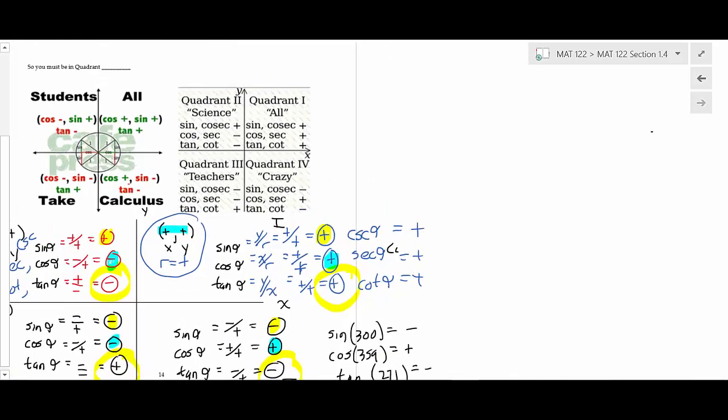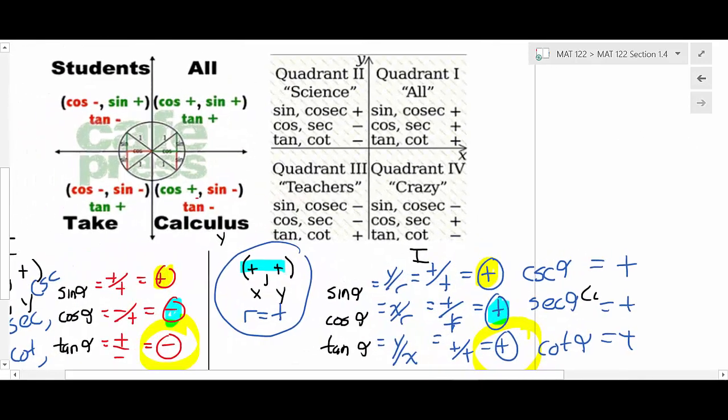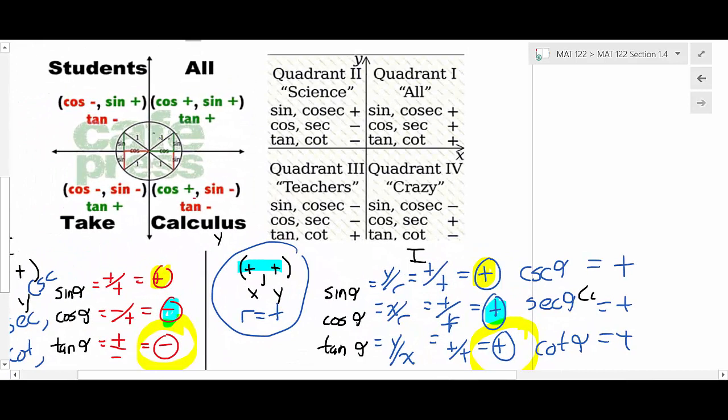Okay, now these diagrams here are a couple of quick ways to remember this. There's 2 ways that I see used a lot. One way is all students take calculus. And what this just means is all of the trig functions are positive, and that would include all 6 of them. So in quadrant 1, if you do a trig function of a quadrant 1 angle, you get a positive answer. The students means sine is positive. Okay, that's what that's standing for.